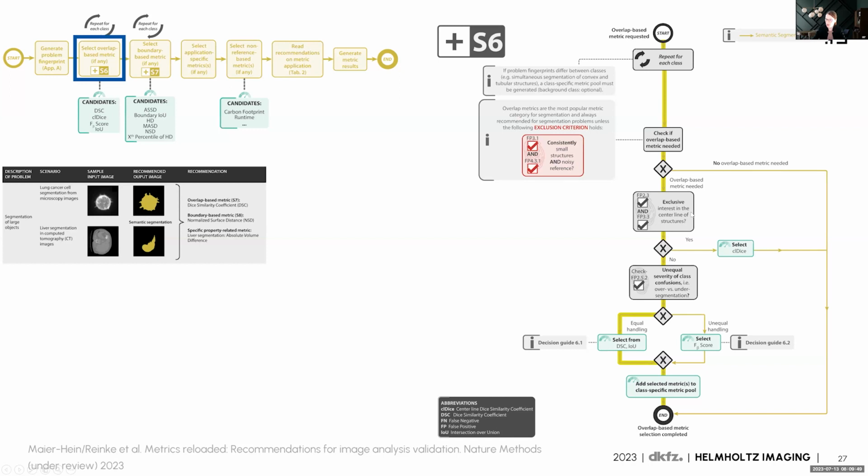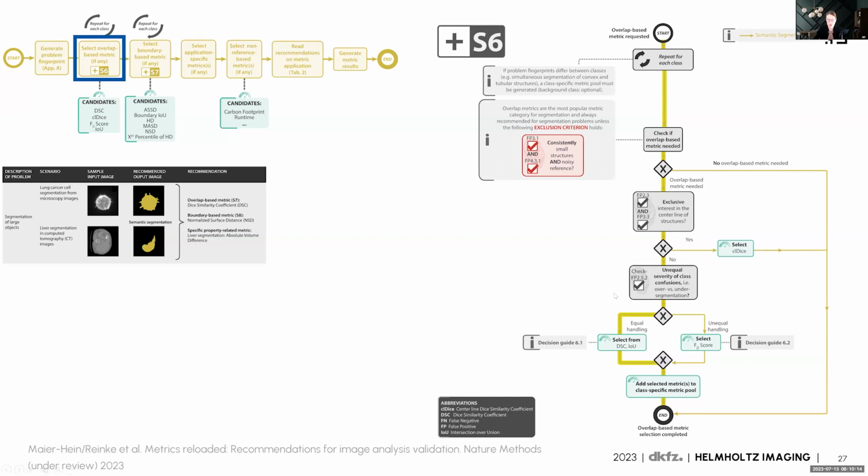Are we exclusively interested in the center line of structures? In our case, we're not, but this could be important for other applications. Think of something where you have a very thin or tubular shaped structure, something like airway trees or vessels. Then this would be important. So in our case, we say no.